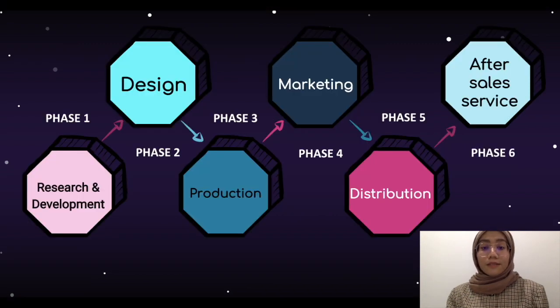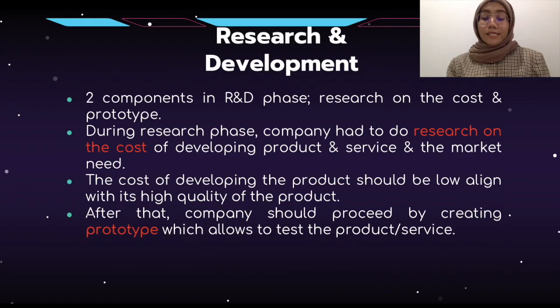The first one is research and development, design, production, marketing, distribution, and after-sales services. In research and development, there are two components, which are research on the cost and prototype. So during the research phase, the company has to research the cost of developing the product and service and the market need. The cost of developing the product should be low, aligned with its high quality. After that, the company should proceed by creating a prototype, which allows testing of the product.